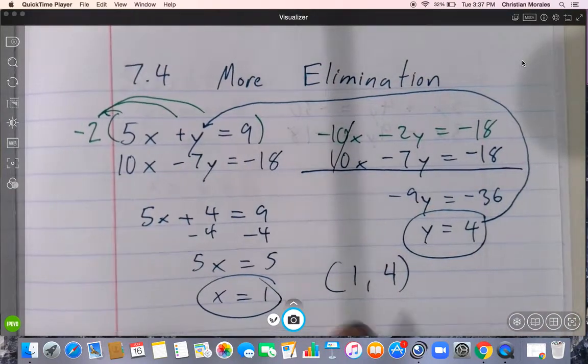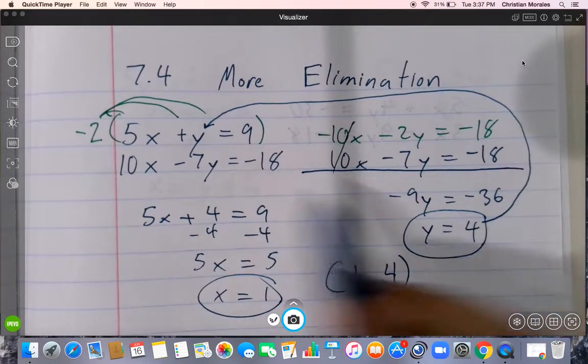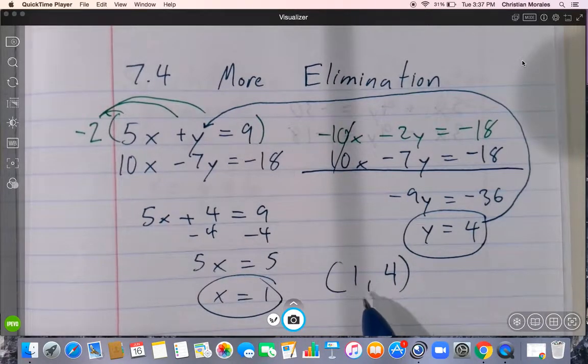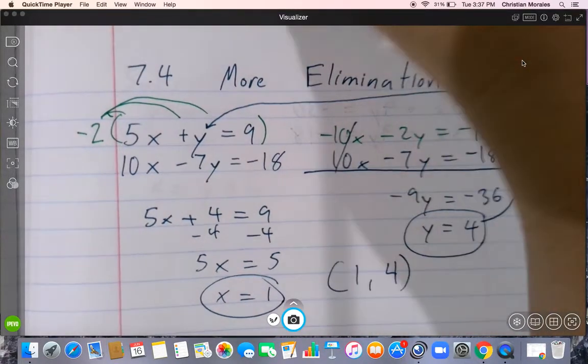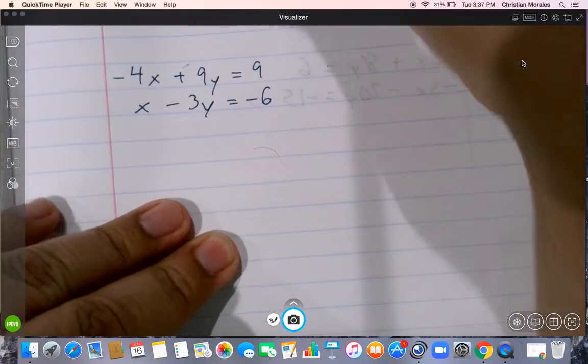Now remember, the reason I'm writing them like this is because these are two lines, and this is where these two lines meet. This is the coordinate. That's what you're telling me with that. Okay, here, same deal.